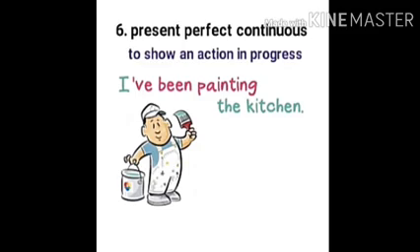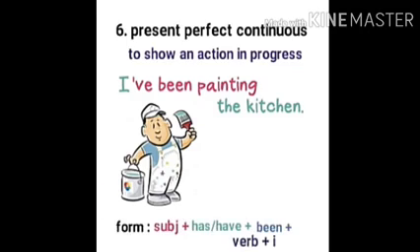If you'd said, I've painted the kitchen, you're using the present perfect simple, it would mean that you'd finished painting the kitchen. Whereas here we're saying that we still have more to paint. So it's the present perfect continuous. The form is the subject plus have or has been plus the verb in the ing form.